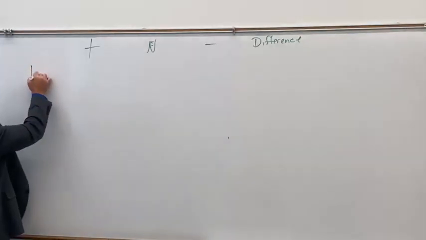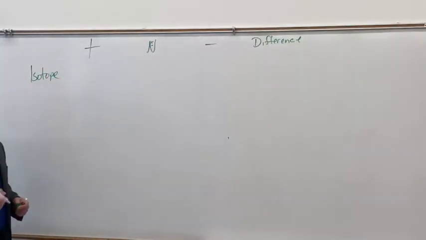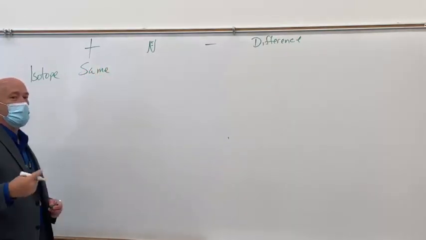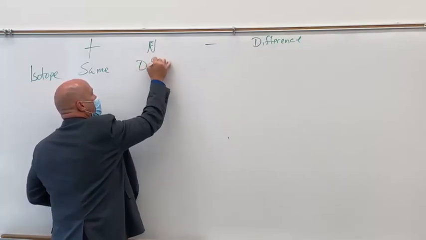So what does it say about isotopes? Same number of protons. So we have the same number of protons, and then it's got what? Different number of neutrons. Right.